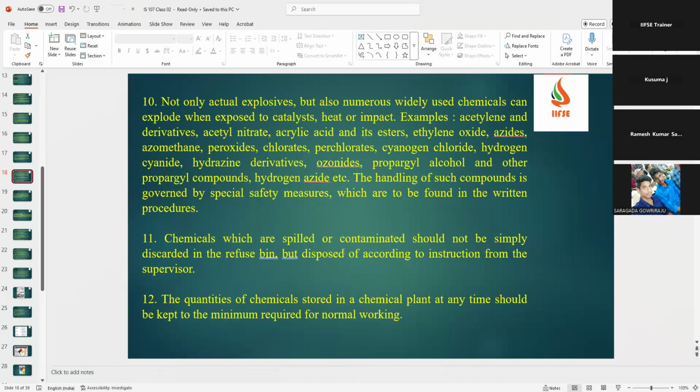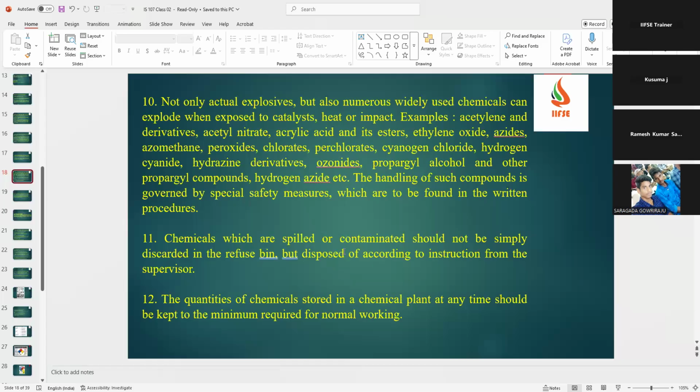Then not only the actual explosives, but also enormous widely used chemicals can explode when exposed to a catalyst, heat, or impact. Examples are acetylene and its derivatives, acetyl nitrate, acrylic acid or its esters, ethylene oxide, azides, diazomethane, peroxides, or chlorides, etc. So, not only pure explosives; some chemicals, when in contact with a catalyst or exposed to heat or impact, can explode. For example, gunmetal or gunpowder. In case of any impact on that metal, it can explode.